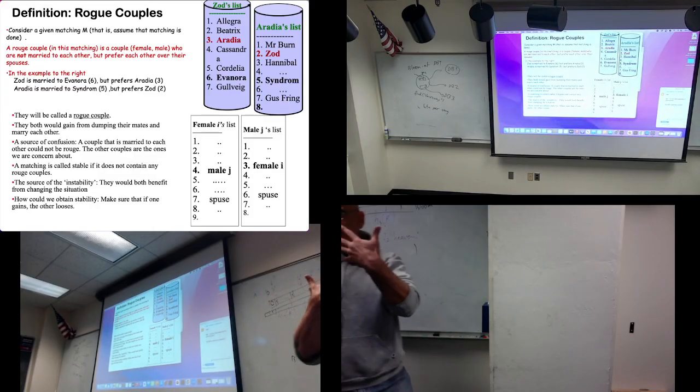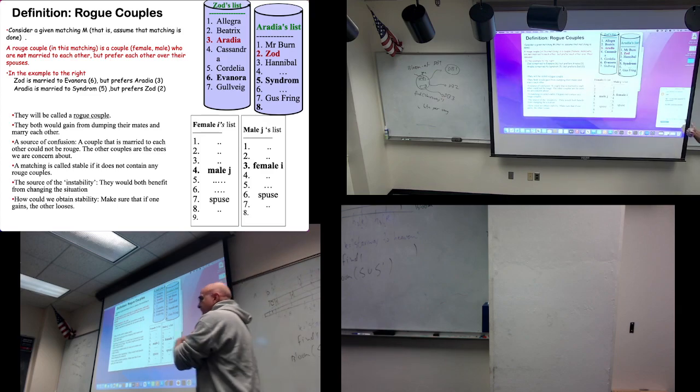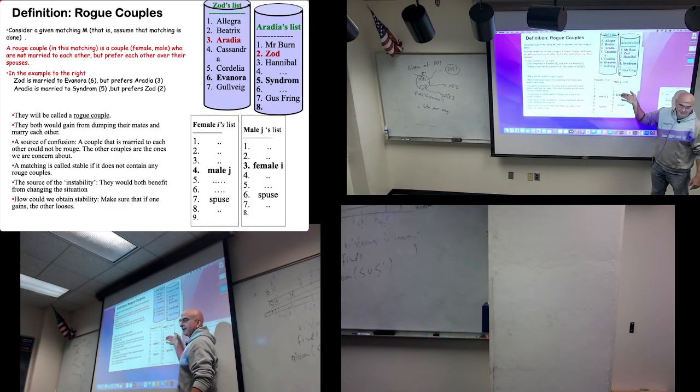Okay? So it is a stable marriage if there is no couple that would both earn by dumping their spouses. If one earns, the other one will lose.